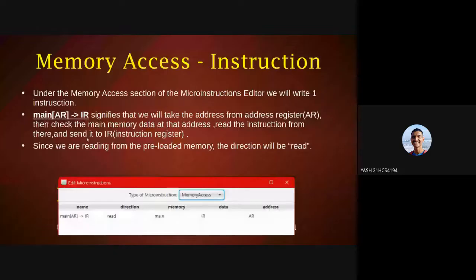After that, there are memory access instructions. Since in this program we are only reading the memory, only one micro instruction is needed, read, and the direction is read, and we are using it from the main memory. So we are taking the address that we took from the program counter, and at that address, we take the instruction from the data part and transfer it to the instruction register. So for memory access, we define this command.